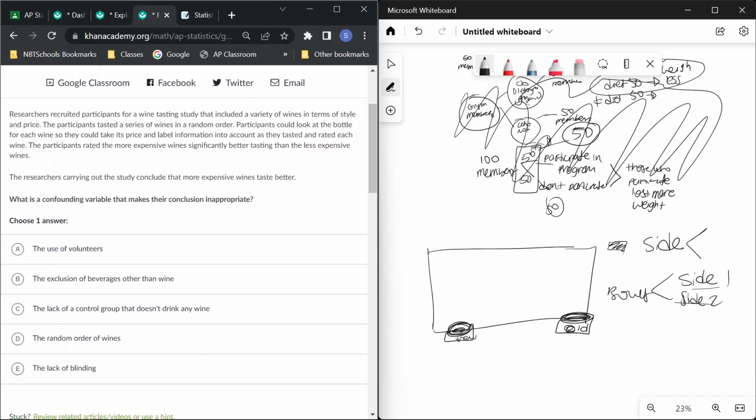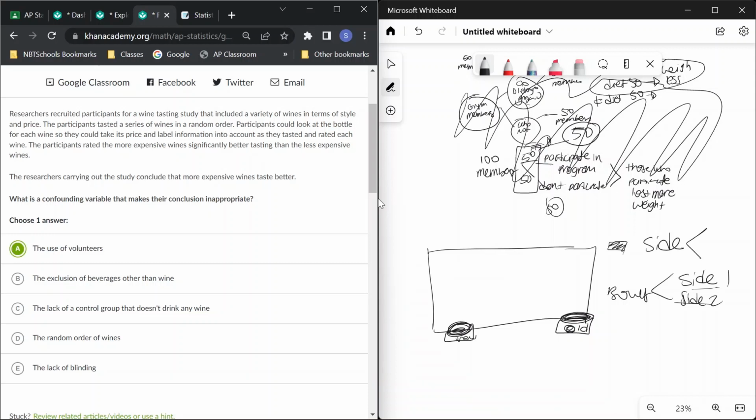Okay. Researchers recruited participants for a wine tasting study that included a variety of wines in terms of style and price. The participants tasted a series of wines in a random order. Participants could look at the bottle for each wine so that they could take its price and label into account. They conclude more expensive wine tastes better. What is a confounding variable that makes their conclusion inappropriate?